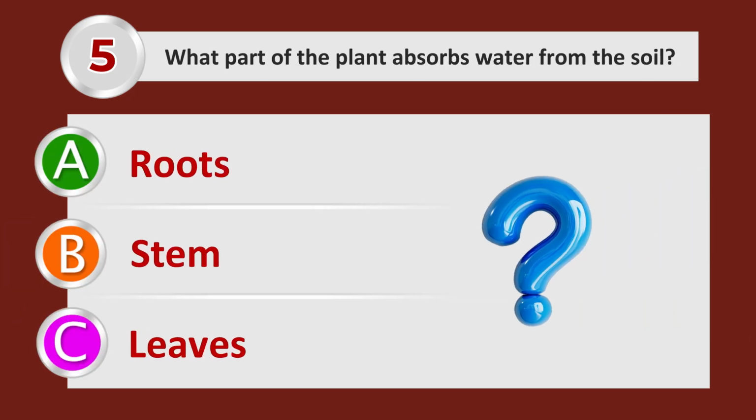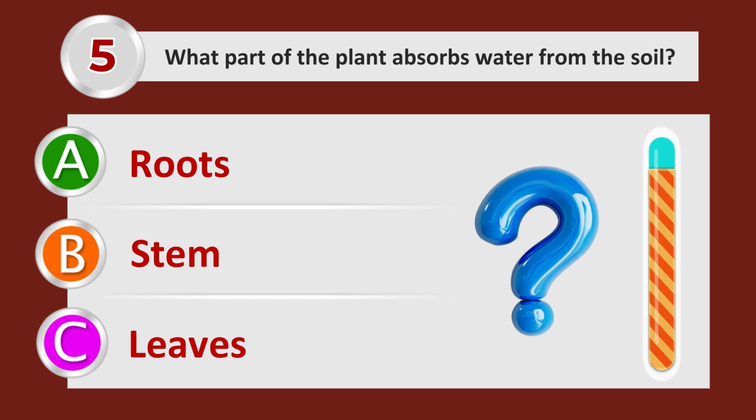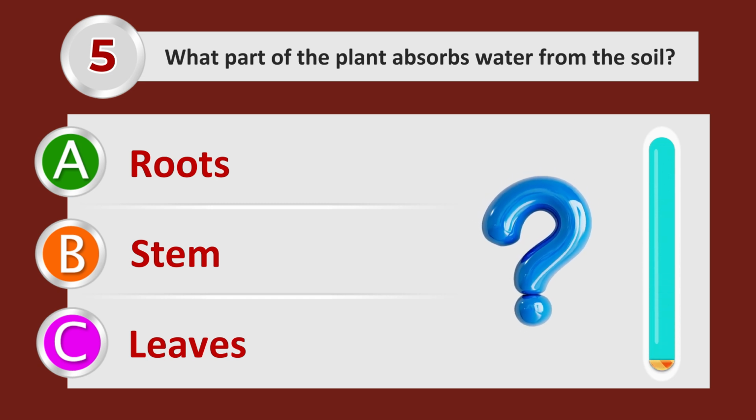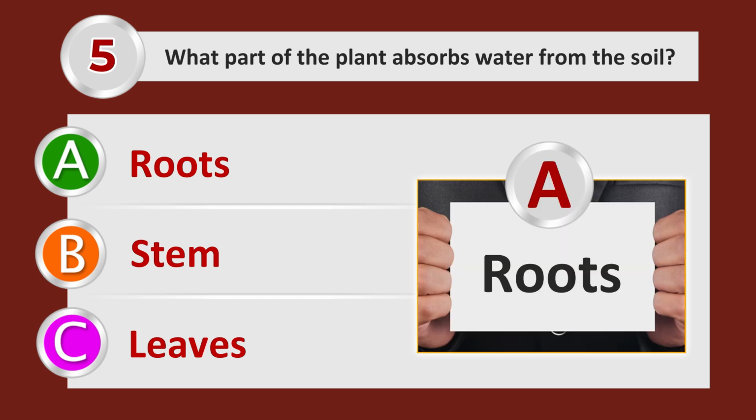What part of the plant absorbs water from the soil? A. Roots. B. Stem. C. Leaves. Answer is the A. Roots.